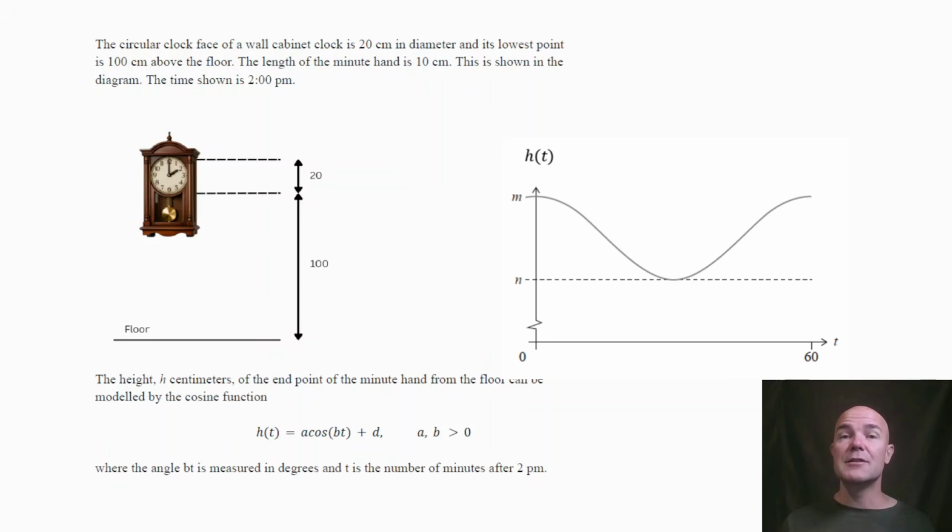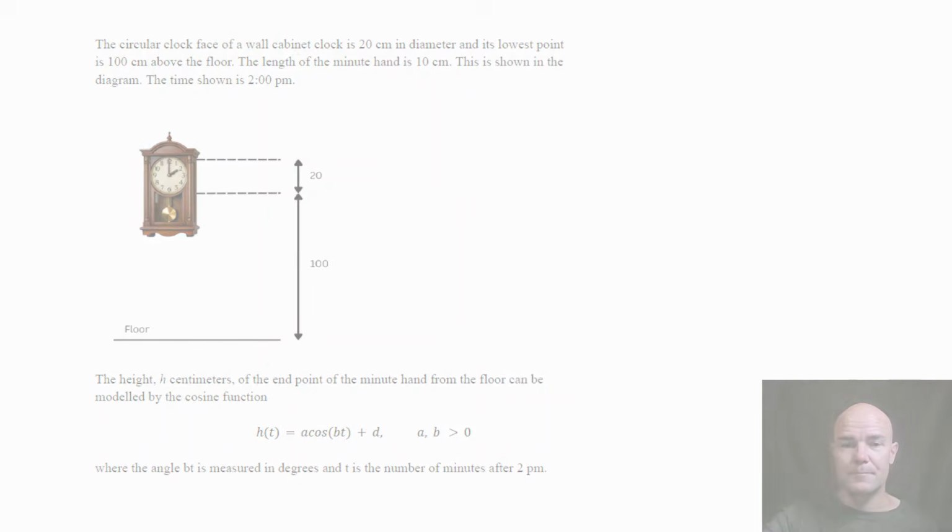And actually, this is what you always have to do. You have to find the maximum point and the minimum point because that's all you need. We can see that the maximum point is 100 centimeters plus 20 centimeters. So that's the maximum height, and m has a value of 120. Then we have the lowest point here, and we can see from the graph that it's 100 centimeters. So n has a value of 100.